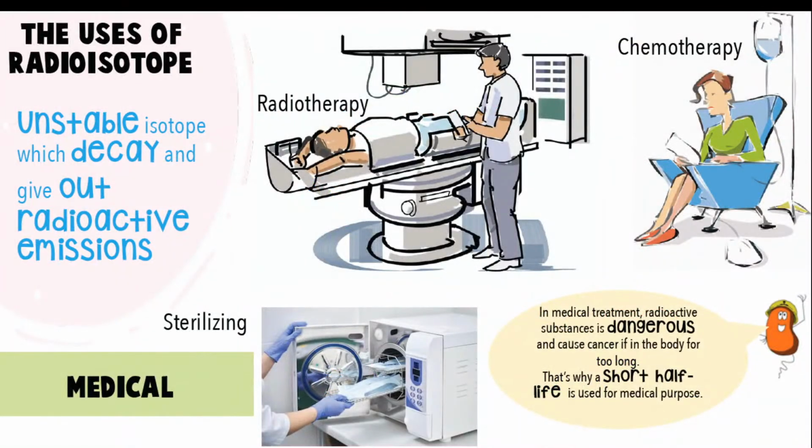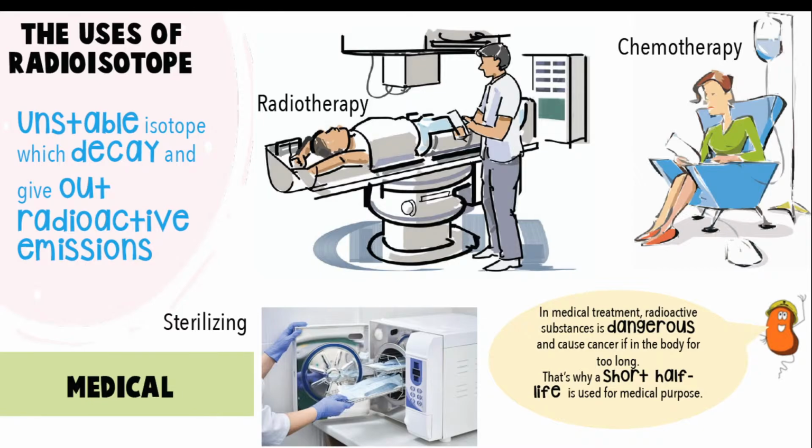Okay, another example here for the medic sterilization. I told you cobalt 60. They want to scan the equipment. Okay, after that, they say in the medic treatment, radioactive substances are dangerous. That can cause cancer if they stay in the body for too long. So that means they cannot take a longer time in the body. They must be short. So that's why the short half-life is used for the medic purpose.